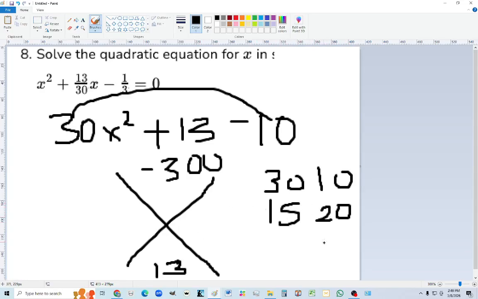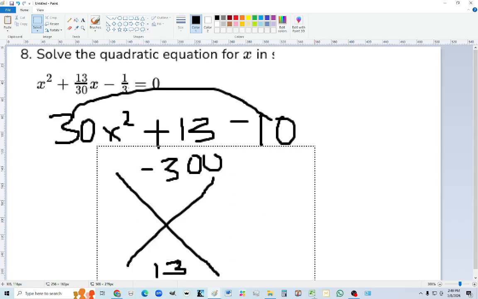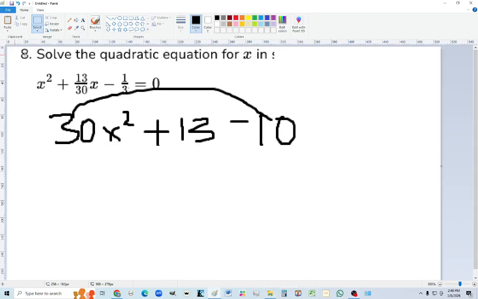Sometimes you have to look up your factors of that. Let me just make sure I got everything right. Yeah. And if you can't come up with it, you could always use the quadratic equation, but the quadratic equation is a little harder. So let's just keep looking and see.